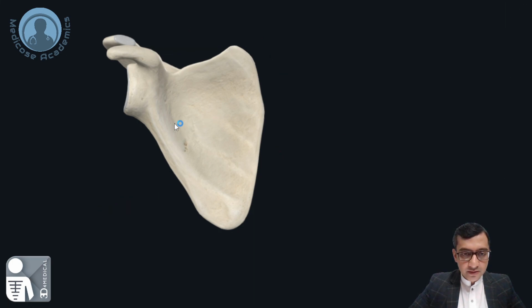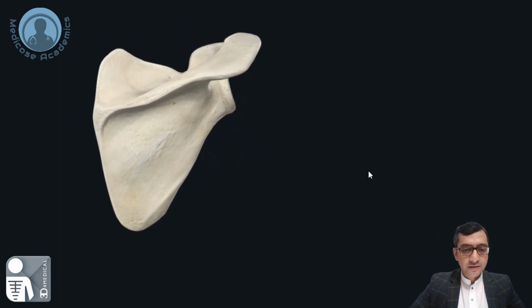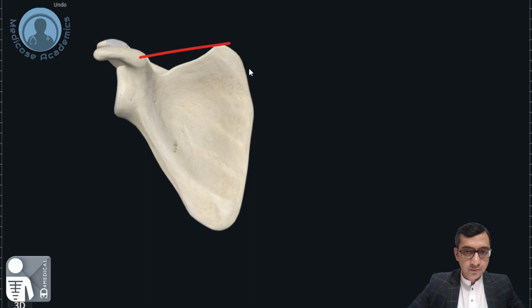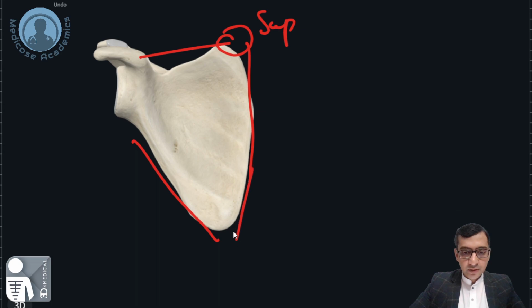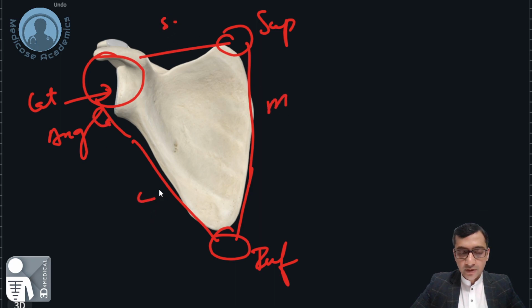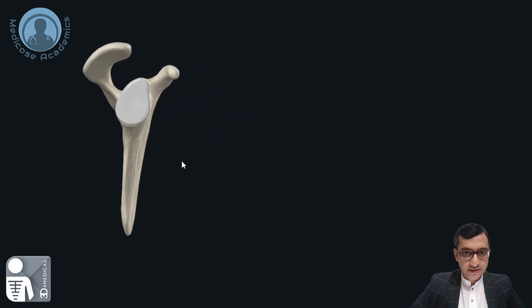It has three surfaces. The one that you see in front of you, that is the anterior surface. The one you see in the back, that is the posterior surface. Between the three borders, you have the three angles. This is the superior angle. Between lateral and medial, this is the inferior angle. And between these two, this point is the lateral angle. So these are the three borders, the three angles, and the anterior and posterior surfaces, and it has three processes.